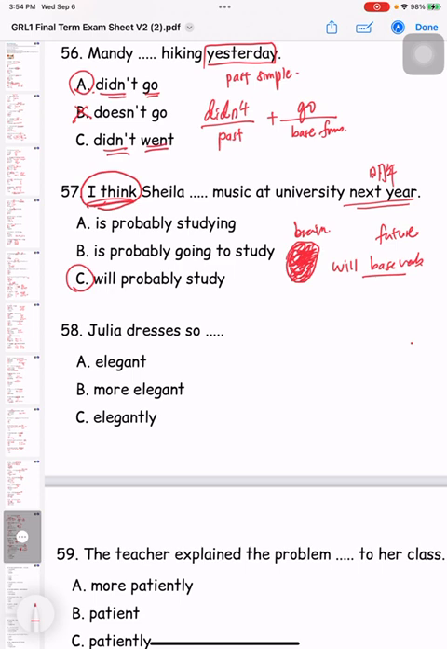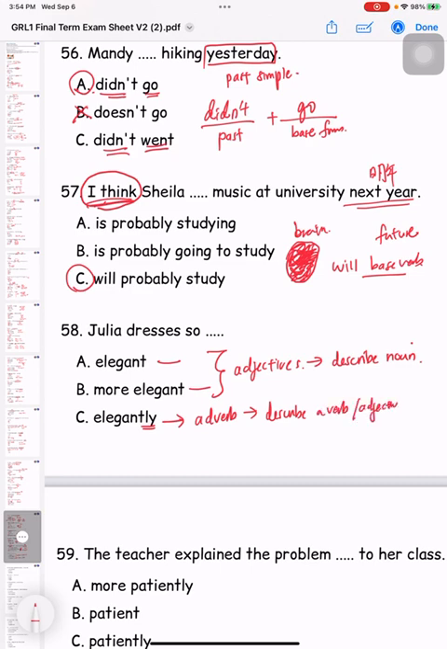Okay, 58. Julia dresses so what? Elegant, more elegant, or elegantly. Elegant and more elegant are both adjectives. An adjective is used to describe a noun. Elegantly is the adverb. An adverb is used to describe a verb, an adjective, and even the adverb itself.